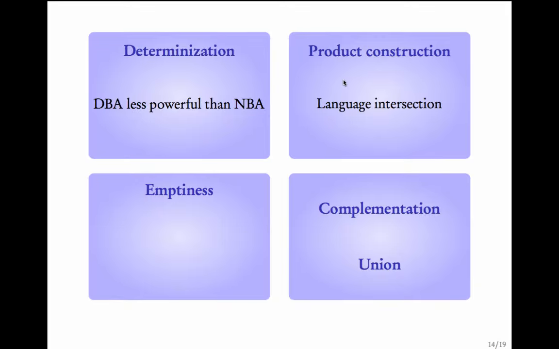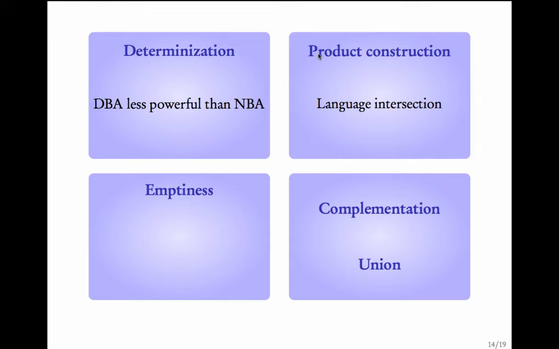So we have seen two things. The first thing is that in this model of automata for infinite words, deterministic Büchi automata are less powerful than non-deterministic Büchi automata.